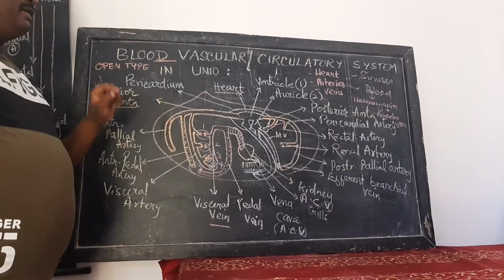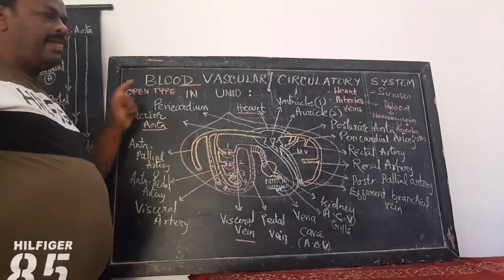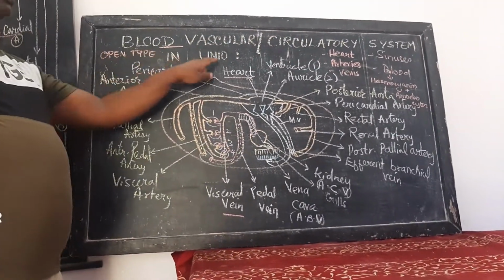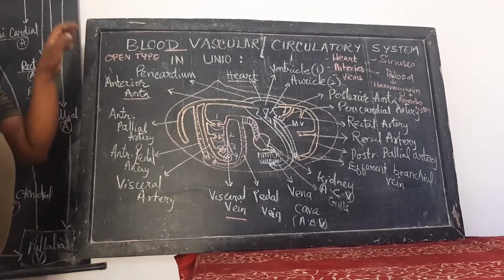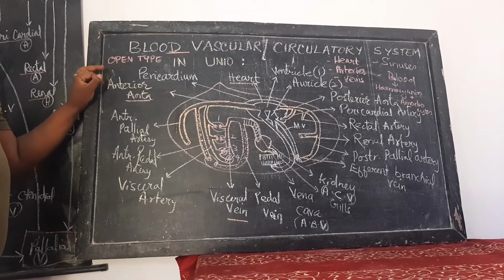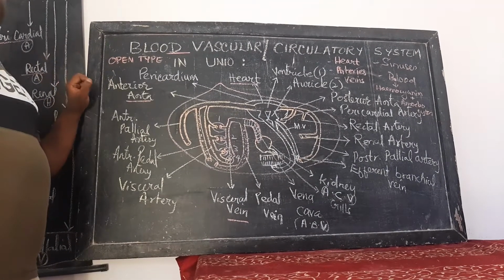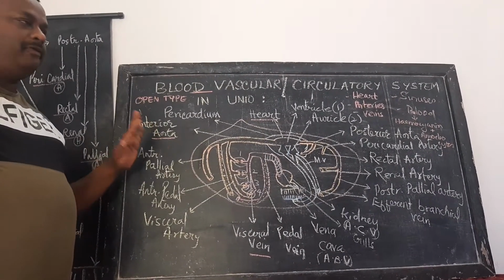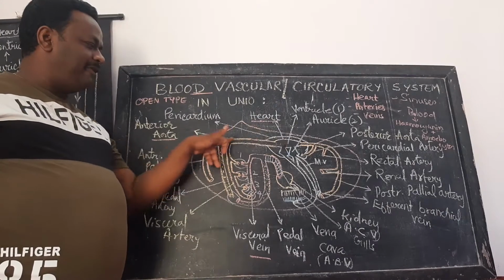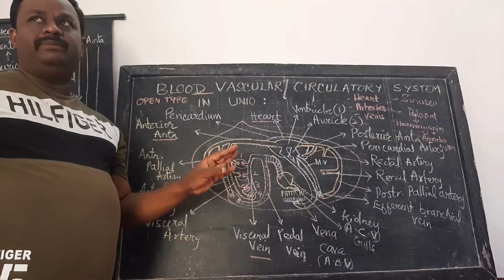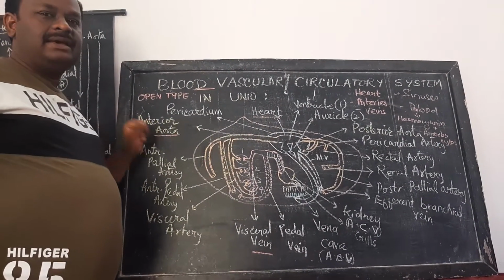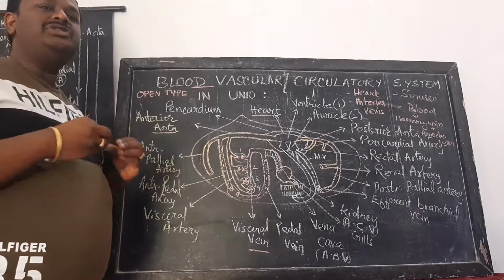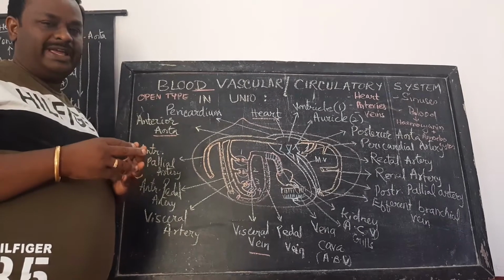Hello students, today we are going to understand the blood vascular or circulatory system in Unio. The circulatory system in freshwater mussel is called open type. Open type because the blood does not flow from the heart into definite blood vessels all through the body. At certain places, the blood comes out of the blood vessels. So there is no continuity of blood vessels throughout the body.